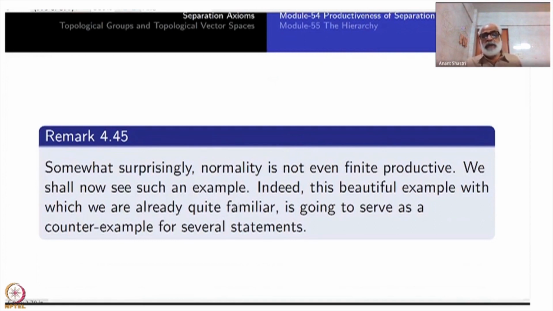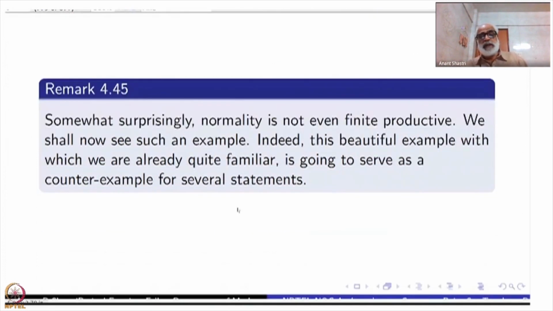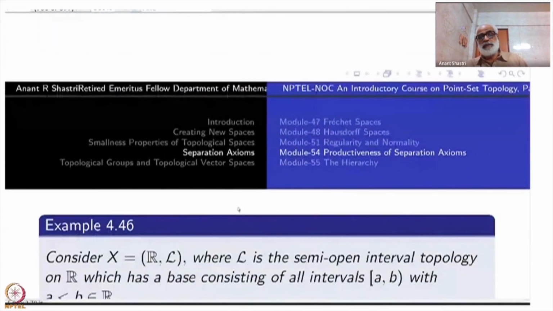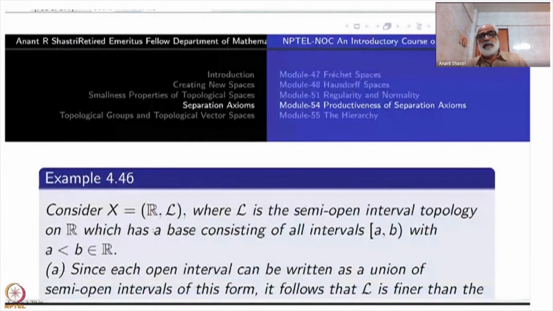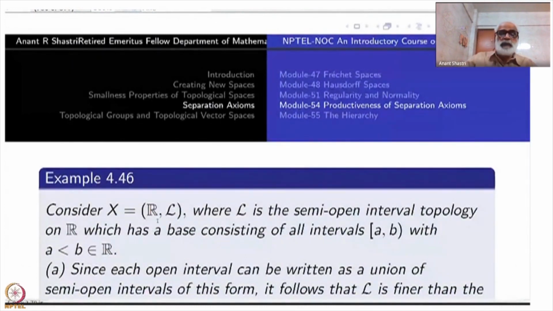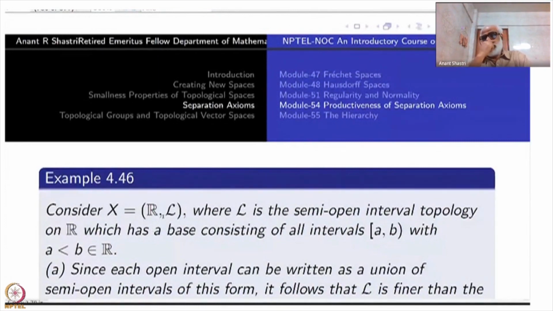The example that we are going to see is one of the beautiful examples which you are already familiar with, and we have studied quite a few properties of it. That is the semi-open interval topology. X is the real line with the semi-interval topology. Namely, the base consists of half closed intervals, a closed, b open.